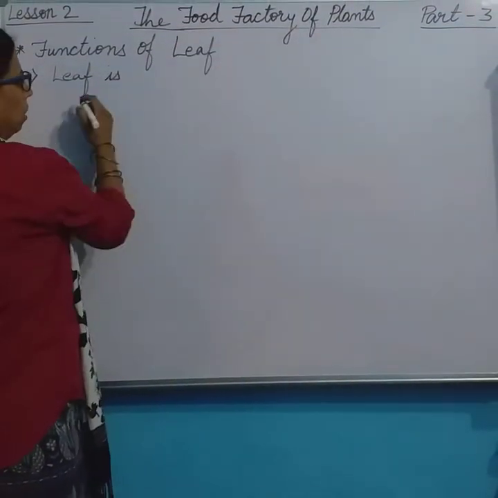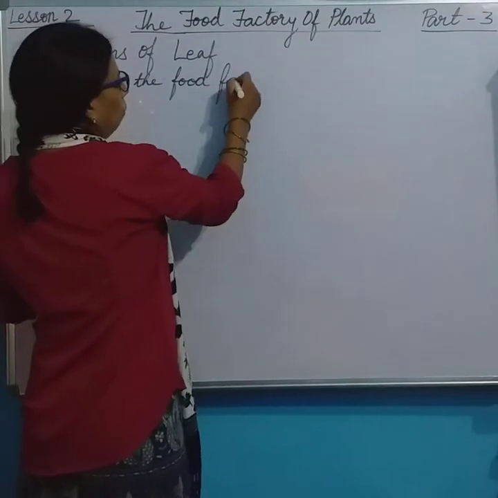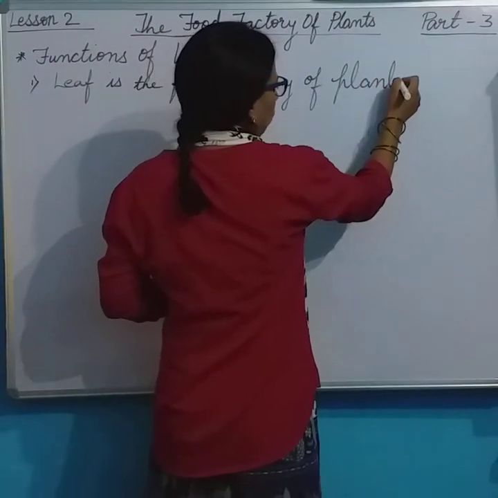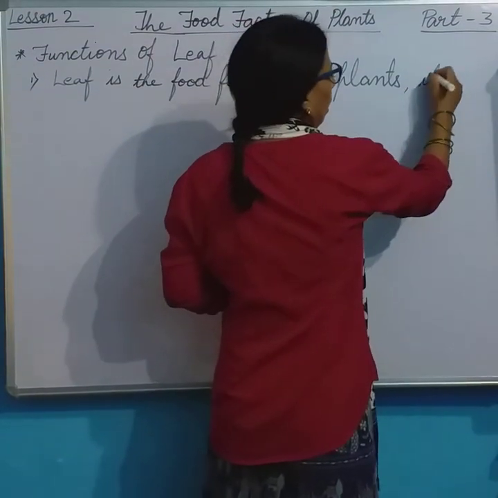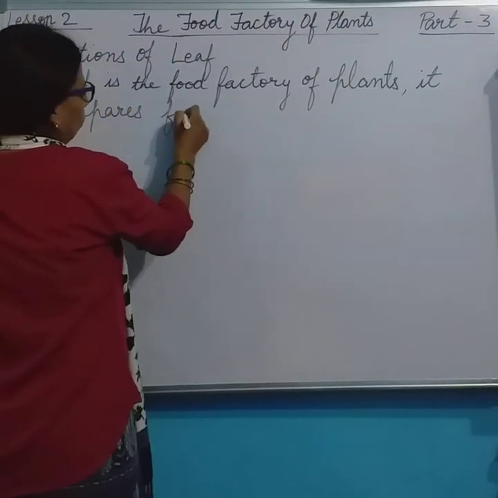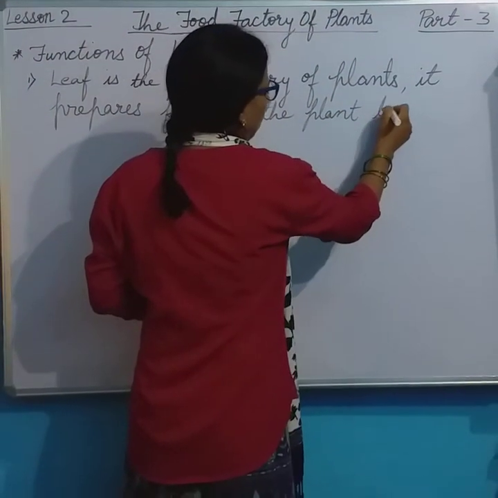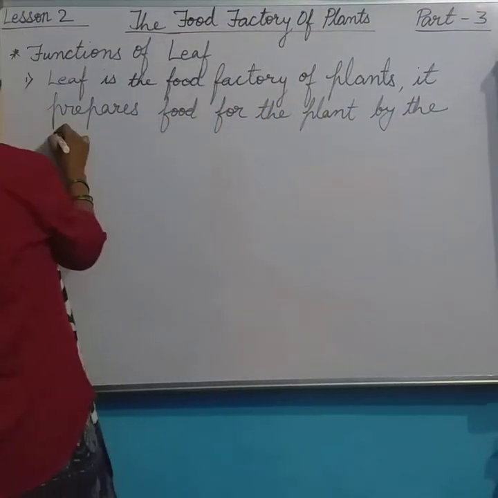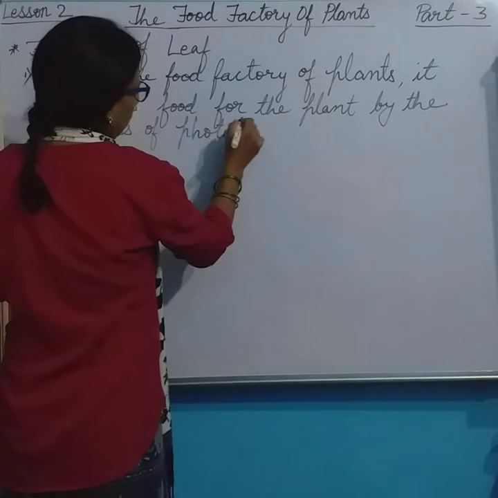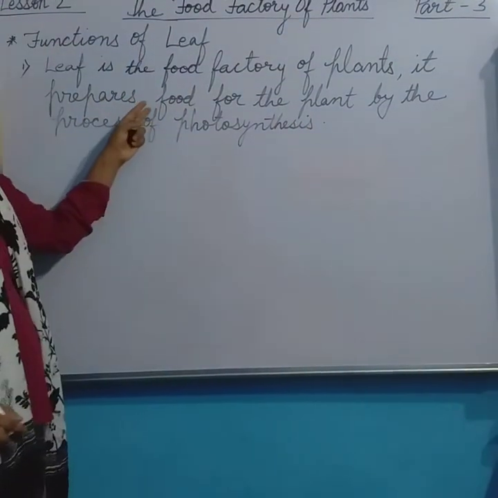As the name of the chapter says, leaf is the food factory of plant. You know why it is called the food factory of plant? Leaf is the food factory of plants, and it is called so because it prepares food for the plant by the process of photosynthesis, which you have already studied in your previous session. So this is one of the main functions of leaf.